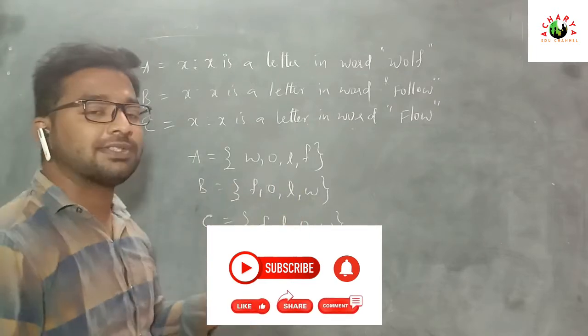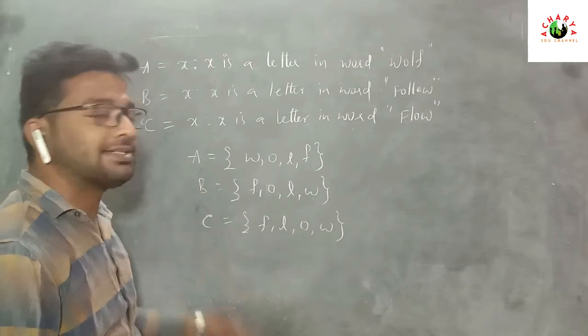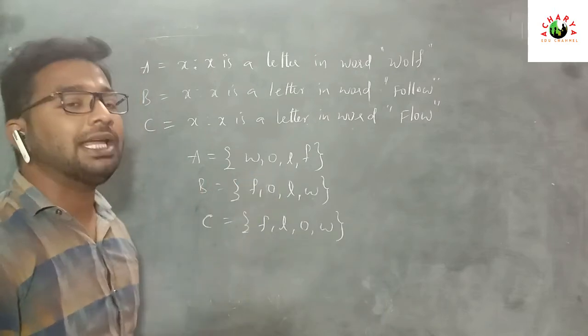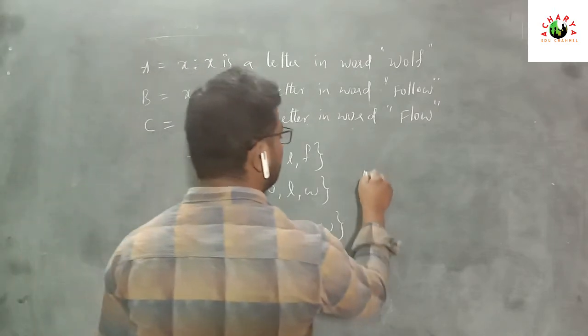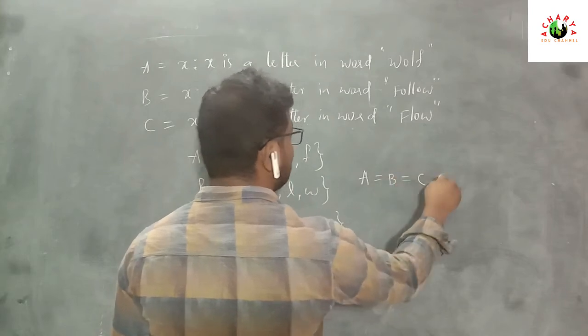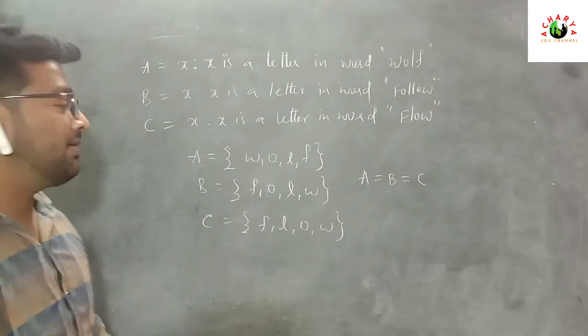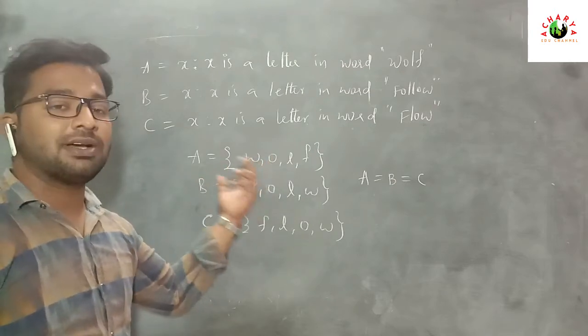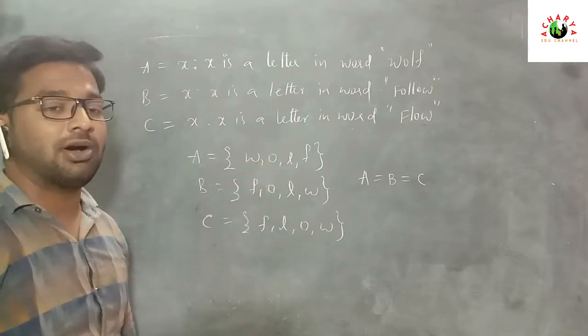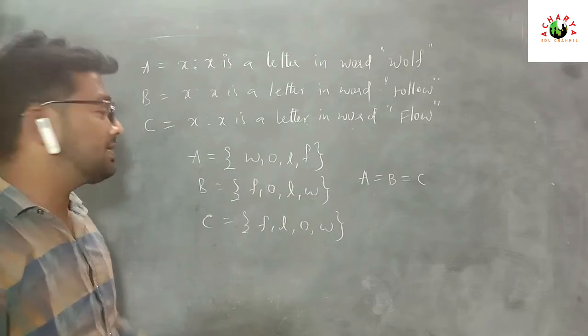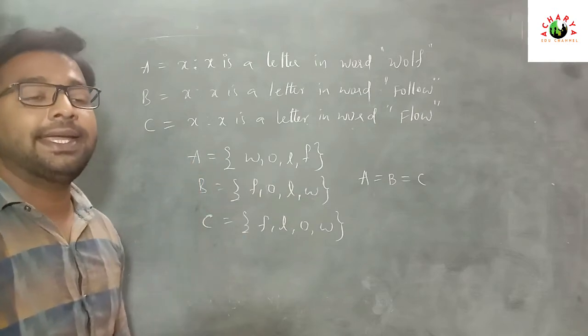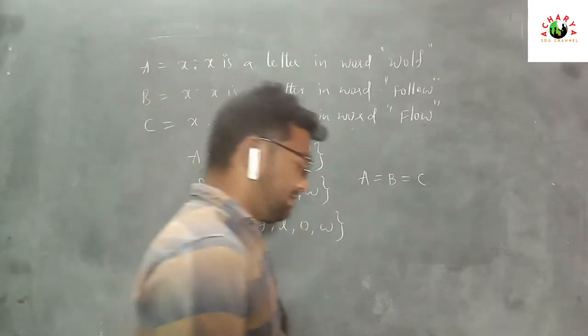All the elements of set A, set B and set C are the same. So these three are equal sets. So A is equal to B is equal to C. Set A, set B and set C are equal sets. Why? Because all the elements of set A, set B and set C are equal. So that's why we can call them equal sets.